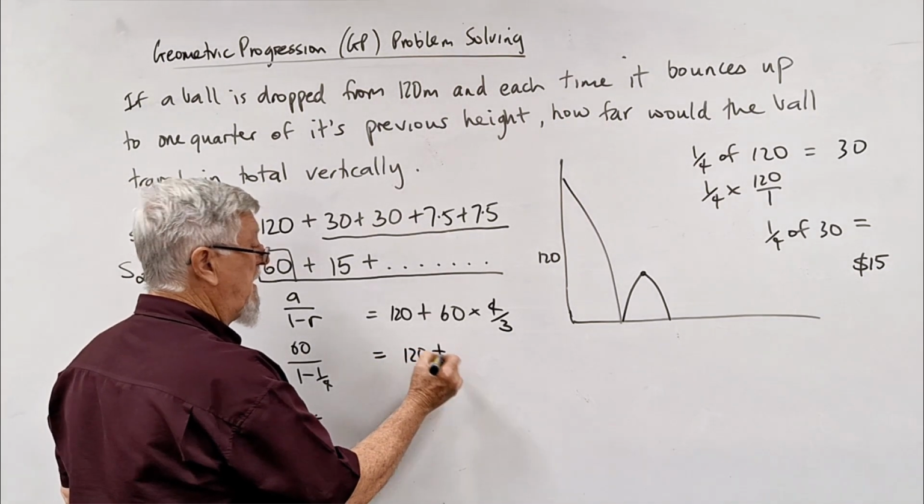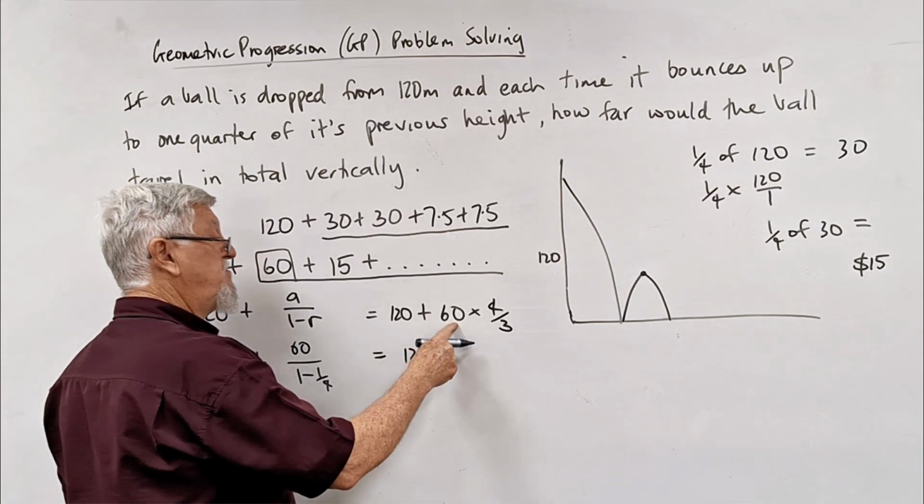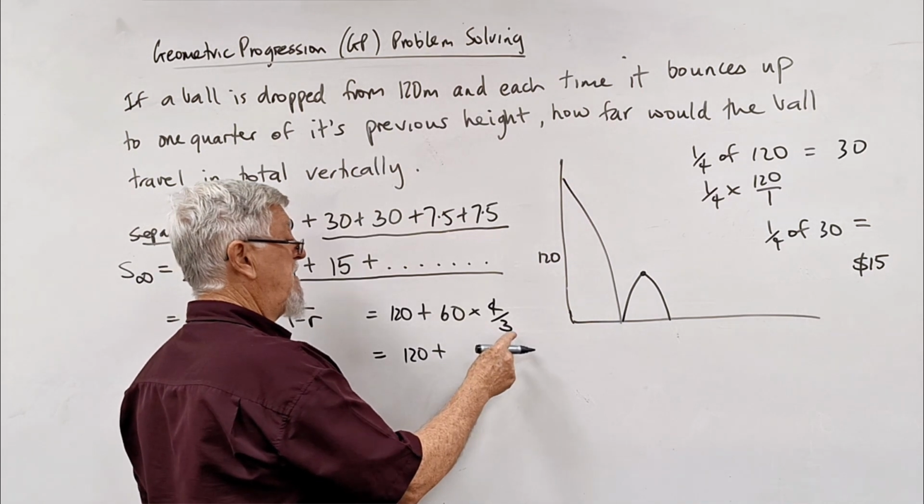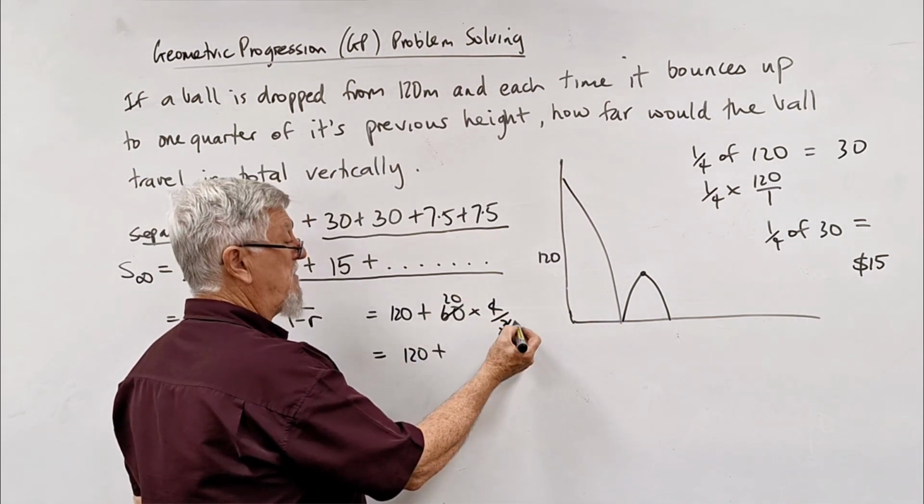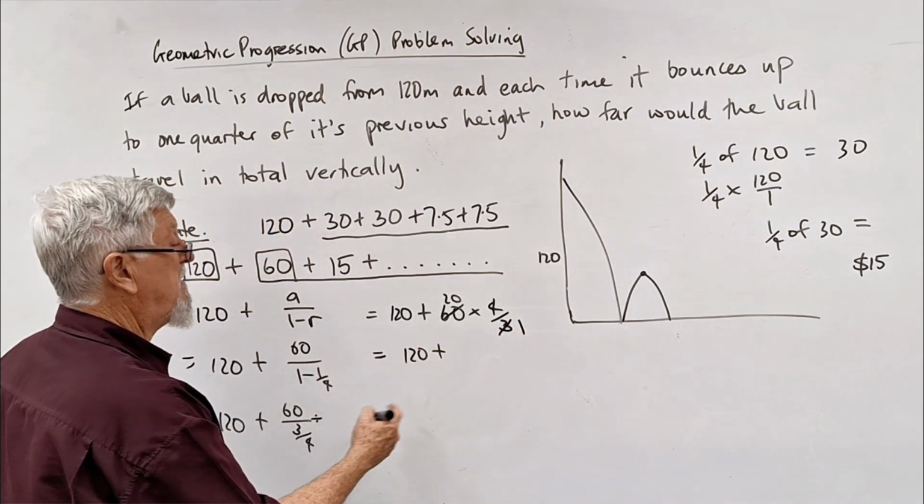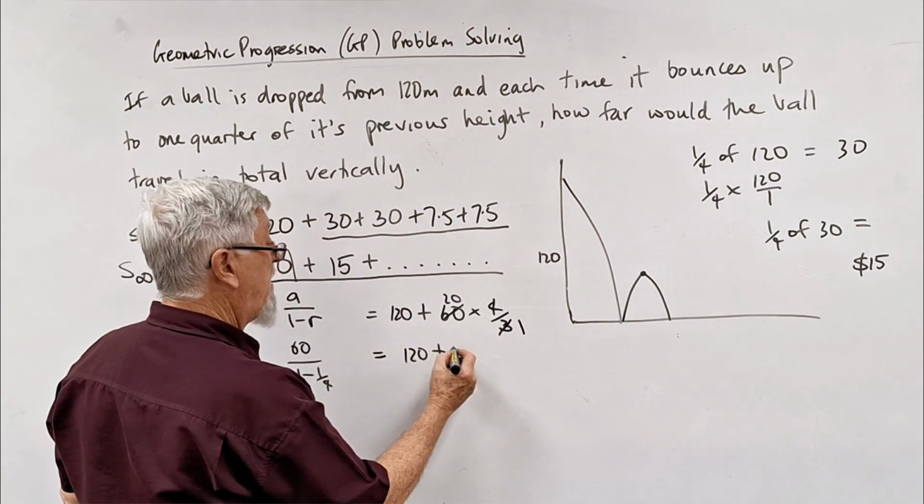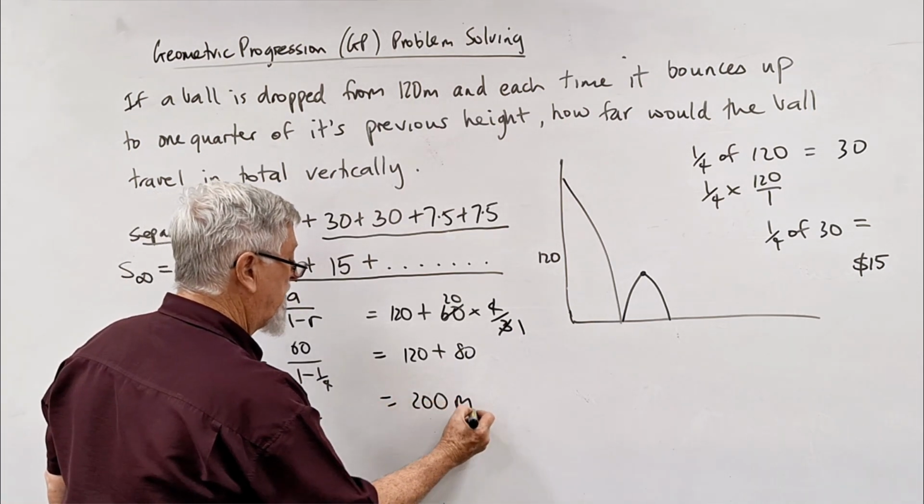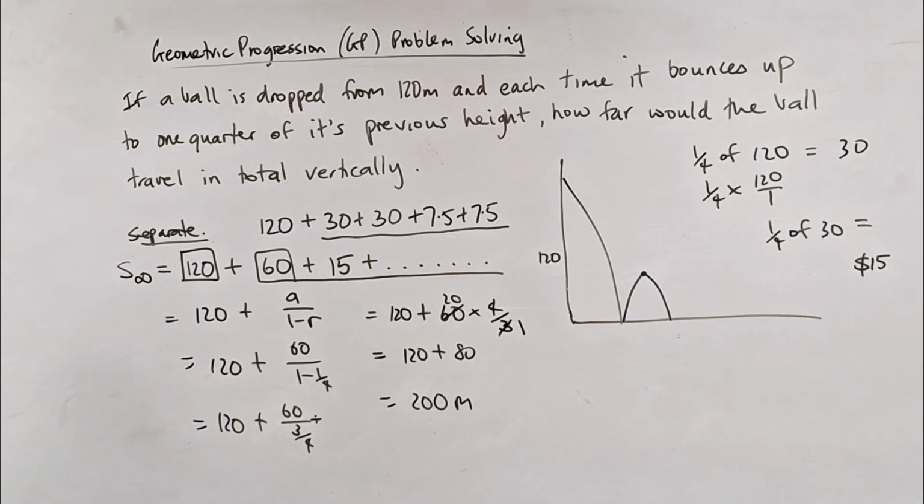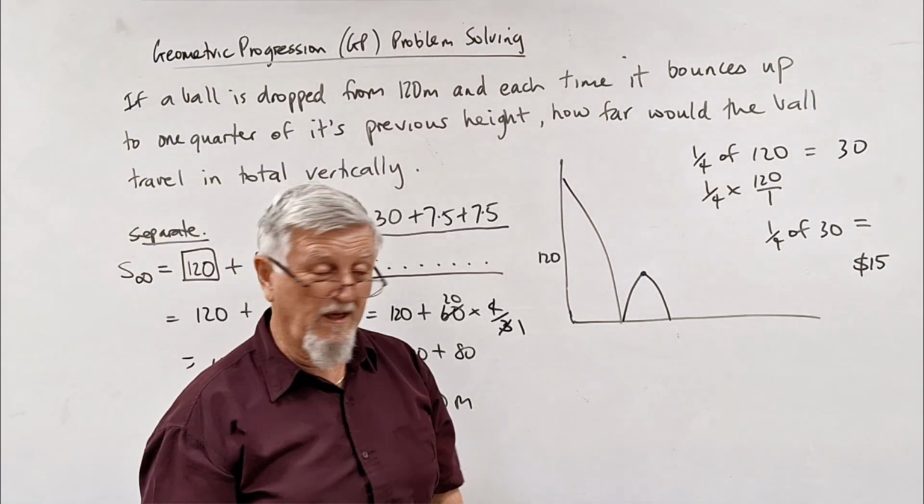120 plus. Personally, I'd go, there's a numerator, there's a denominator. 3 into 60 goes 20, because that makes life a lot easier. 3 into 3 is 1, 3 into 60 is 20. So you've got 120 plus 80, and it works out a really nice number that travels up 200 metres vertically. Be interesting to actually get a ball that would do that.